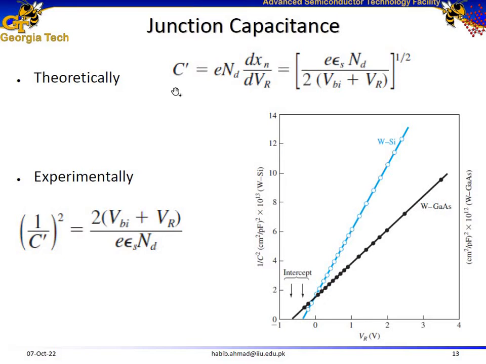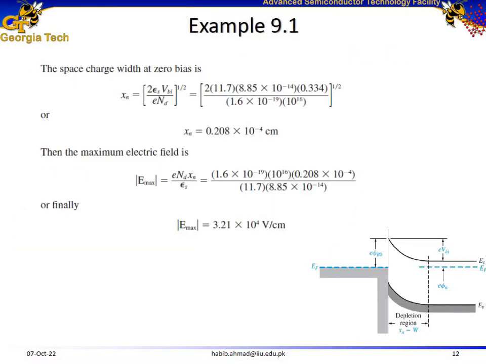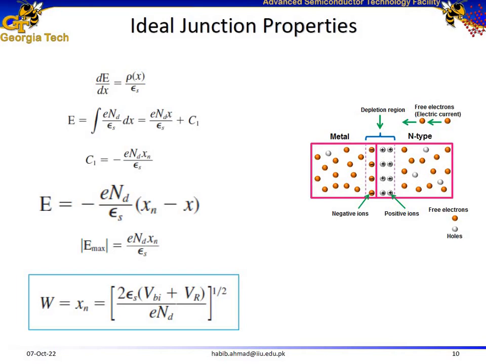Junction capacitance, which is given in farad per centimeter square. As we previously discussed in case of a PN junction diode, whenever we have separation of positive and negative charges, there is going to be junction capacitance. Separation of charges is going to result in capacitance.